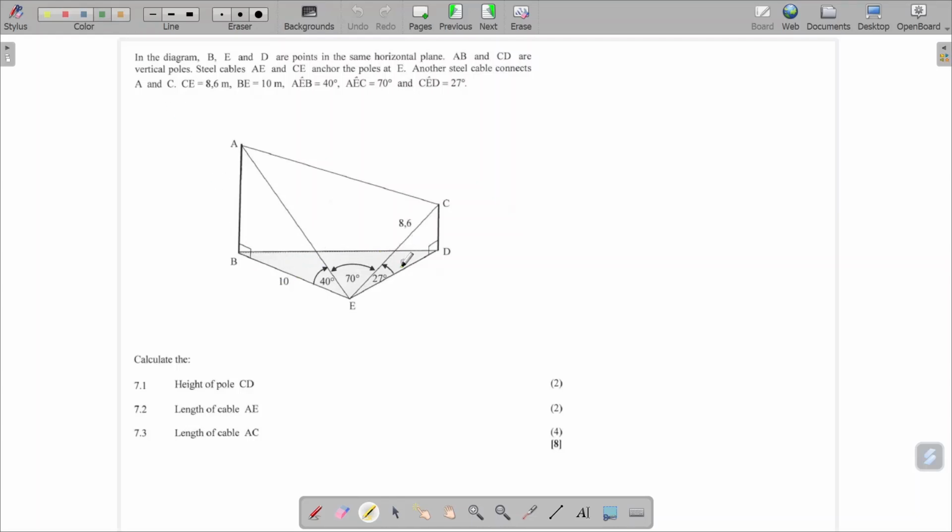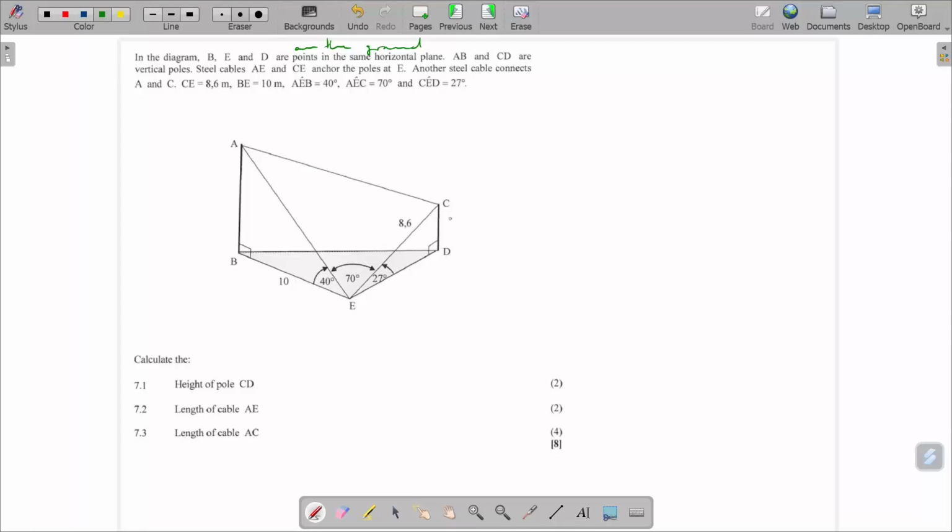So in other words, it's very difficult to color it in here, but B, E, and D, I would suggest we see as being on the same horizontal plane on the ground. A, B, and C, D are vertical poles.